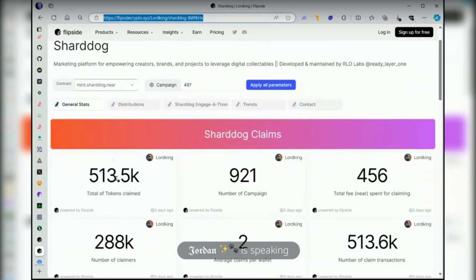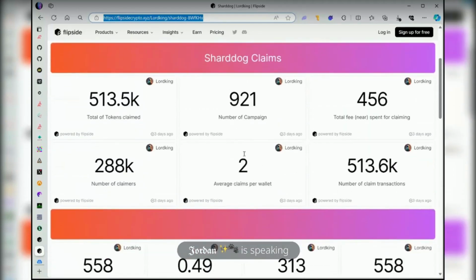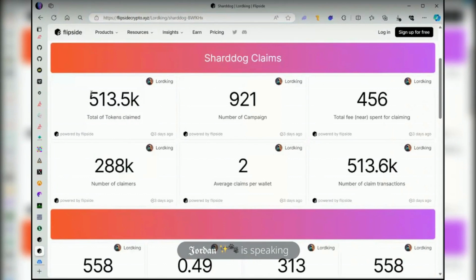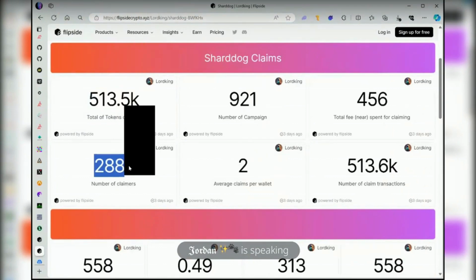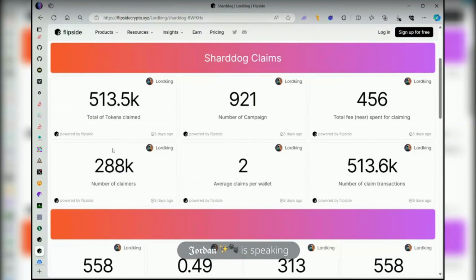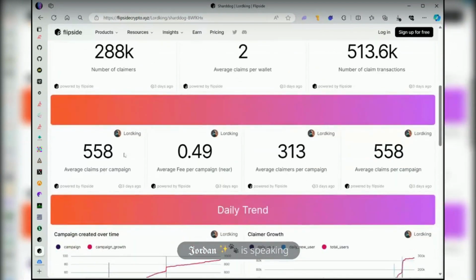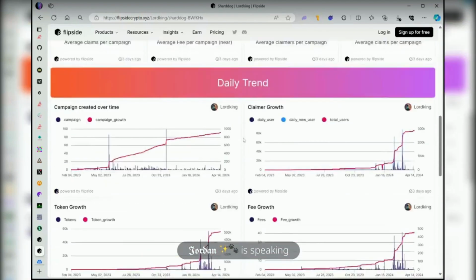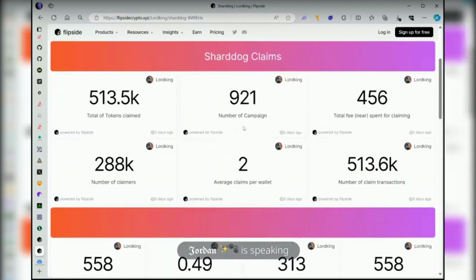You can see that 500,000 Shardogs have been claimed. Most people only claim like 2 Shardogs, so that's actually quite a number of people that have claimed Shardogs. If you look at the total number, most people only get 2. Half of the 500,000 is about 200, 300,000. So a lot of people are using this for doing activations. Really worth checking out if you want to do some free drops or be able to easily get into NFTs and claim and start collecting.